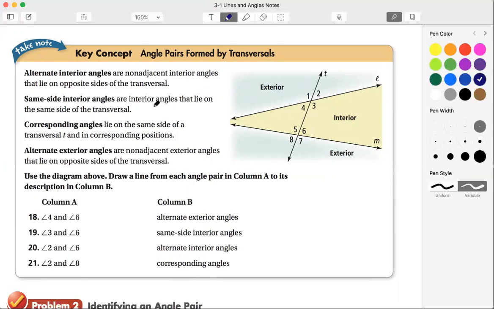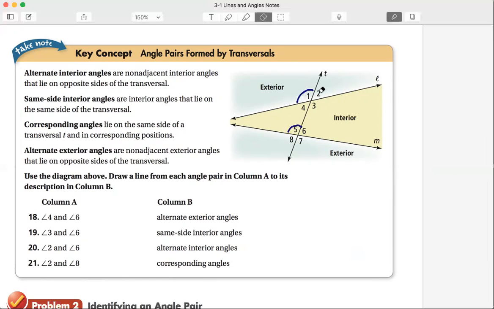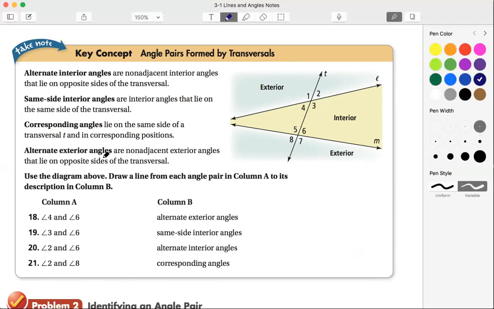Corresponding angles lie on the same side of a transversal and in corresponding positions. So an example would be 5 and 1. Those are corresponding. They're both on top and on the left of the transversal. Alternate exterior angles are non-adjacent exterior angles that lie on opposite sides of the transversal. So 1 and 7 would be examples of alternate exterior.